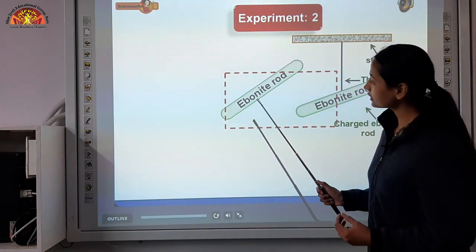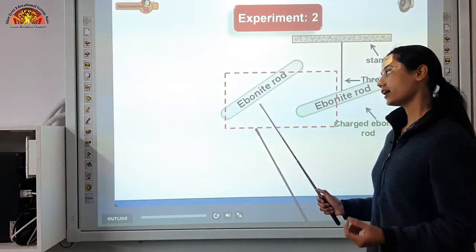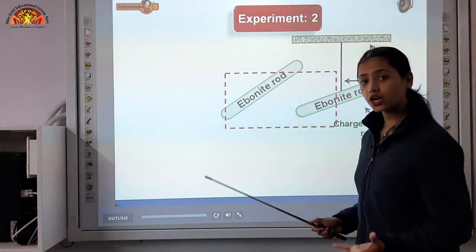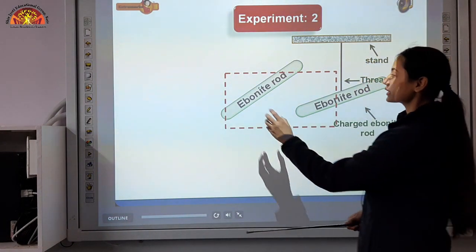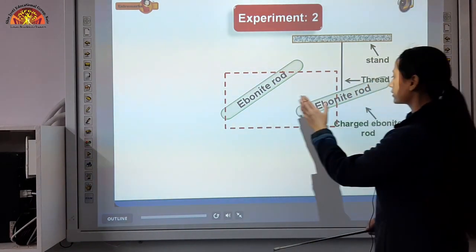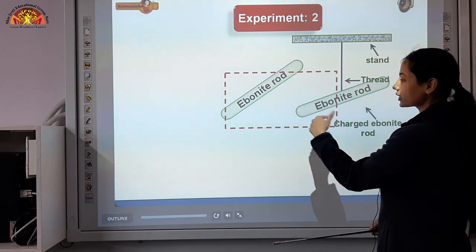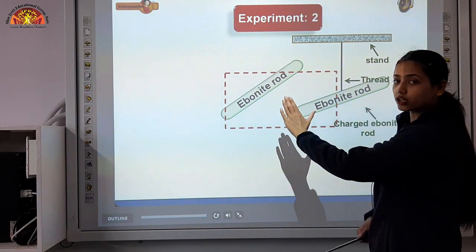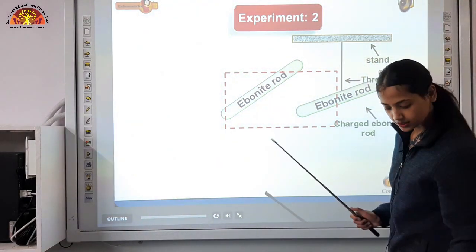Similarly, we will take another ebonite rod. Again we will rub it with the woolen cloth. Again this body is getting charged. Now when we bring this ebonite rod near the other rod, you can see that there is repulsion. There is separation between these rods. This is repulsion. This is one activity.